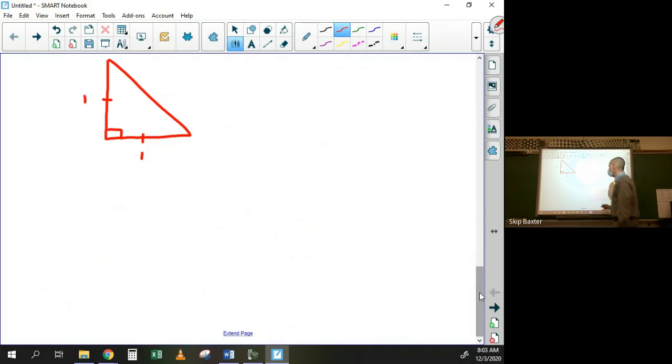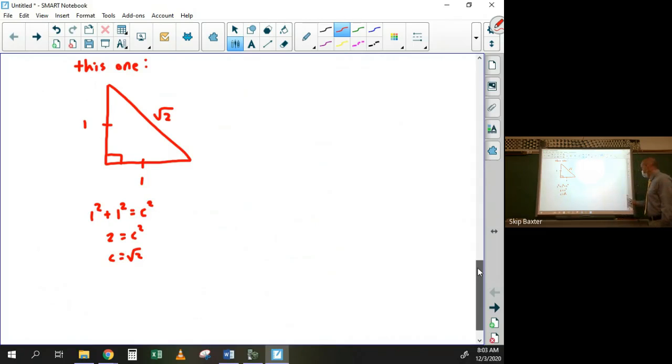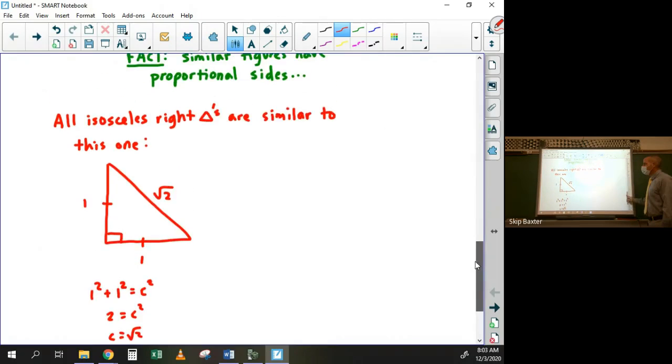So if I do a quick little Pythagorean theorem, I get 1 squared plus 1 squared equals c squared. This is 2 equals c squared, and c is radical 2. This side would have to be radical 2, right? So if I just memorize the lengths of that isosceles right triangle, I could just set up a proportion to find the lengths of any other isosceles right triangle.